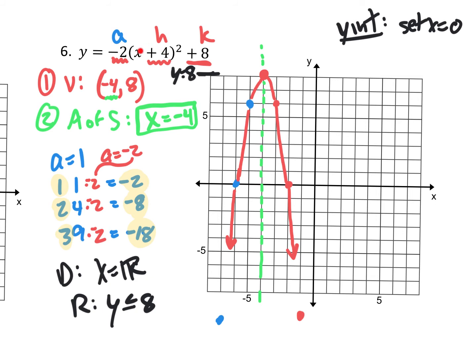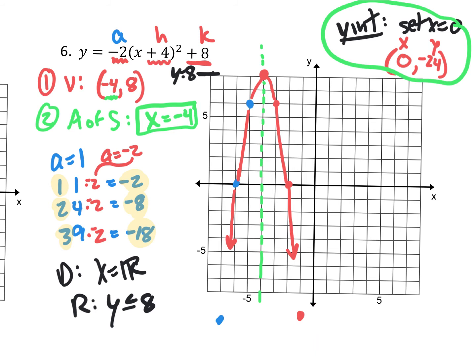0 plus 4 is 4. 4 squared is 16. 16 times -2 is -32. And then -32 plus 8 is -24, I think. So it would cross setting x equal to 0 and -24 on the y. So the y-intercept will be at the location (0, -24). Obviously that's way off the graph.